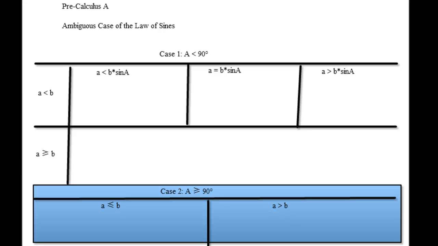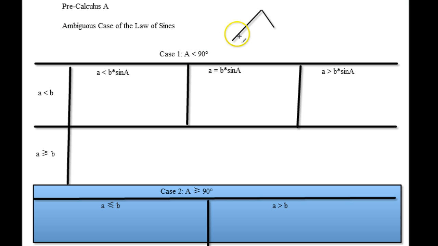Alright, here's the infamous ambiguous case of the law of sines. Okay, so there's going to be two cases: one where angle A is less than 90 degrees, and one where angle A is greater than or equal to 90 degrees. And the situation I'm talking about is this one right here.